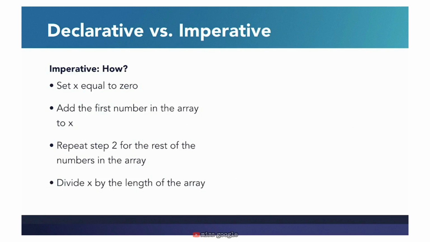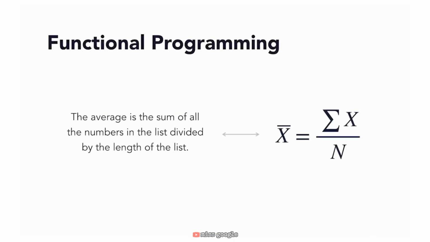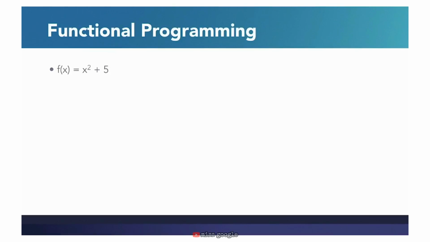On the other hand, if we wanted to solve the same problem in a declarative way, we could simply say x is the sum of all the numbers in the array divided by the length of the array. Or if you're more mathematically inclined, like this. Now, if it never occurred to you that it's possible to write programs this way by simply stating what something is, you're not alone. You probably notice that talking about things declaratively, talking about what they are instead of how to get them, feels a lot more natural and, frankly, is a lot easier for many problems, especially once you get used to it.